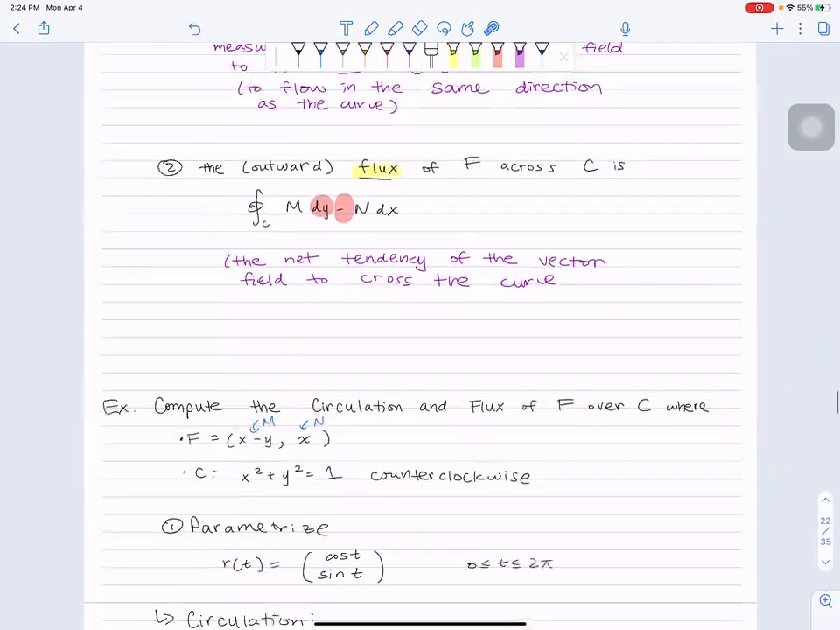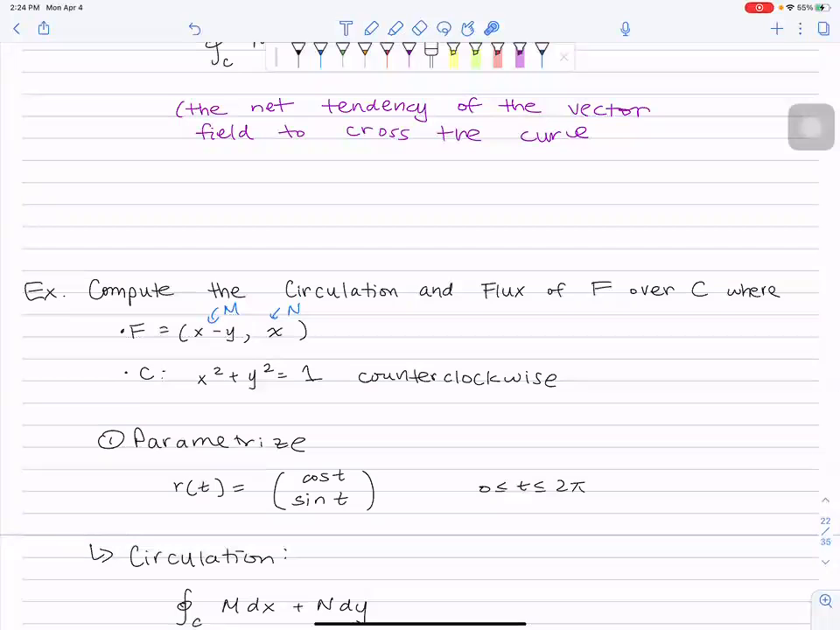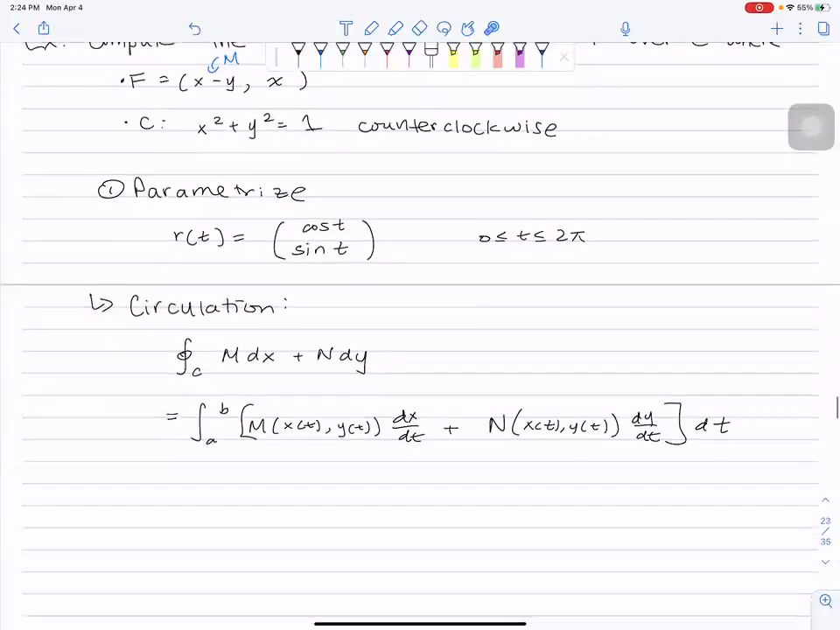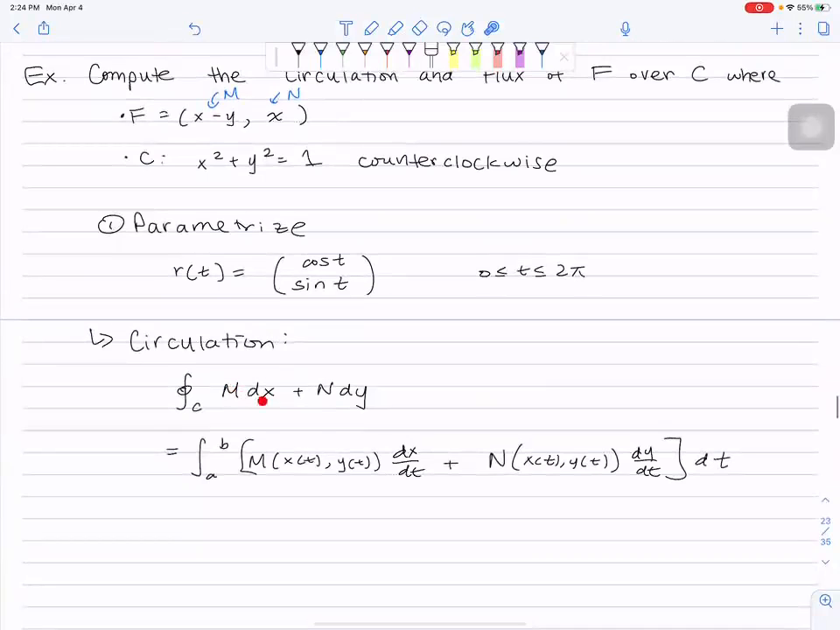Okay, so let's do an example where we're trying to compute the circulation and the flux. We're given some capital F vector function. The first component we're going to call M, the second component we're going to call N. And our curve is a circle, right? So step one, parameterize. Step two, follow the formula. For circulation, the formula is M dx plus N dy. So we have a is 0, b is 2 pi, because those are our bounds. M is x minus y.